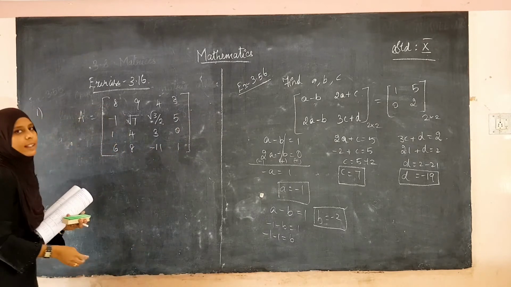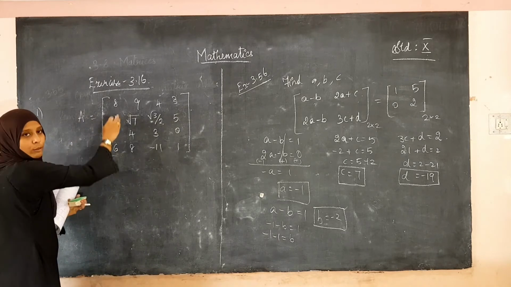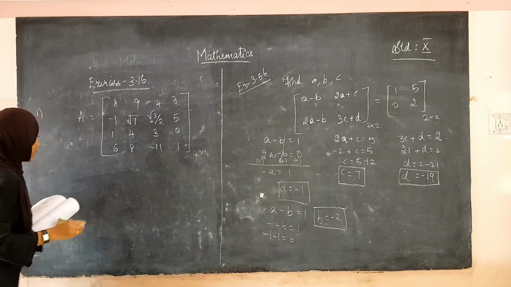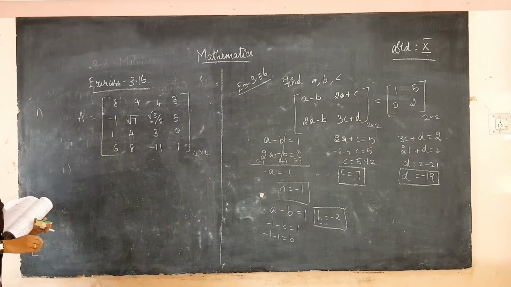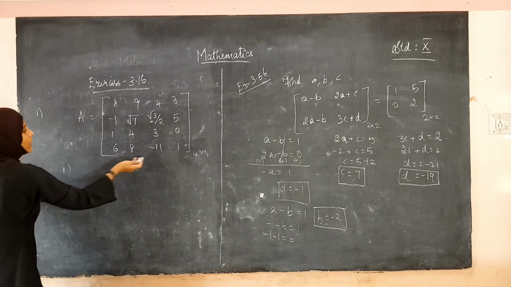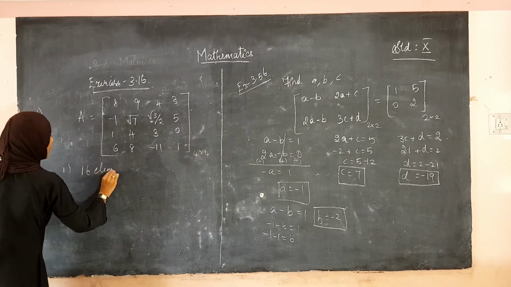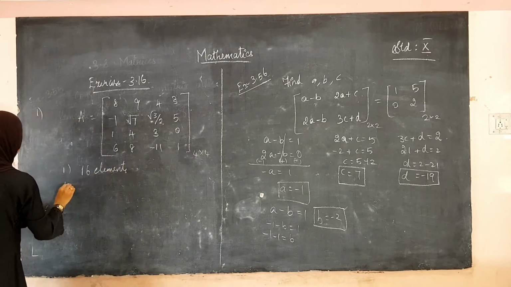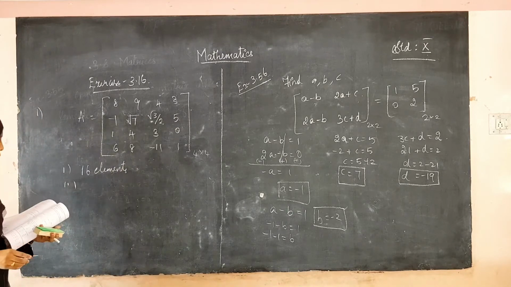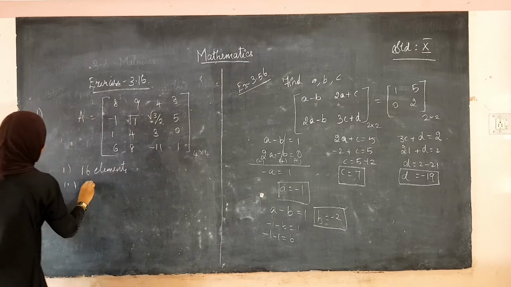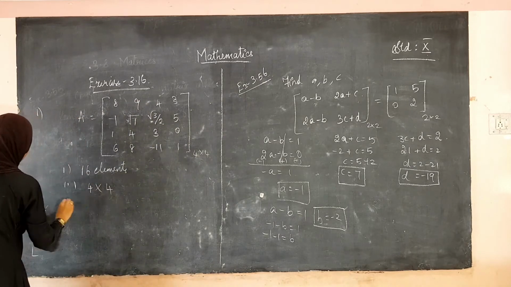What is the order of the matrix? It has 4 rows and 4 columns. The order of the matrix is 4 cross 4. For the first subdivision they have asked for the number of elements. Since it is a 4 cross 4 matrix, the number of elements is 16. Okay, 16 elements. See the second subdivision, the order of the matrix. Since it has 4 rows and 4 columns, the order of the matrix is 4 cross 4.